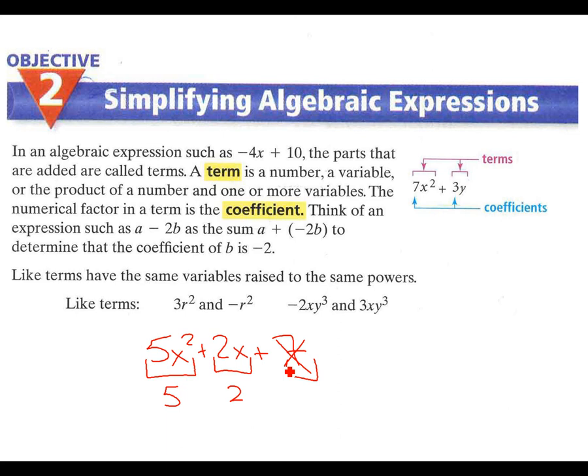All right, and then the phrase like terms: if we have the same variable with the same exponent, we are like terms. So in this example here, there aren't any like terms. But if we did 5x plus 7x, these are both like terms because both of the exponents are the same. They'd be the first power. All right, so terms, coefficients, and like terms.